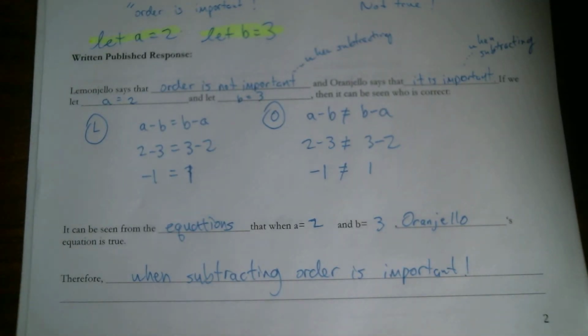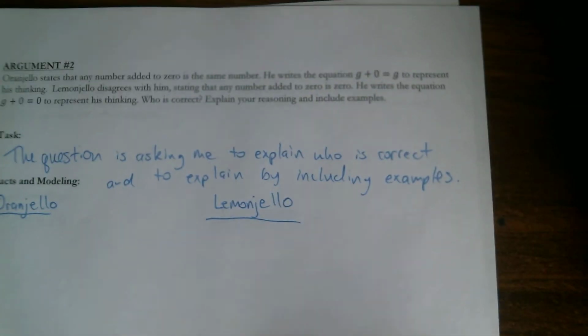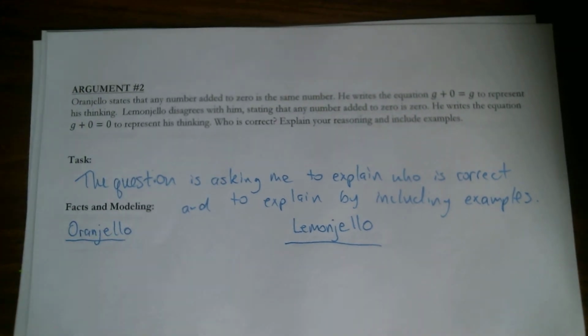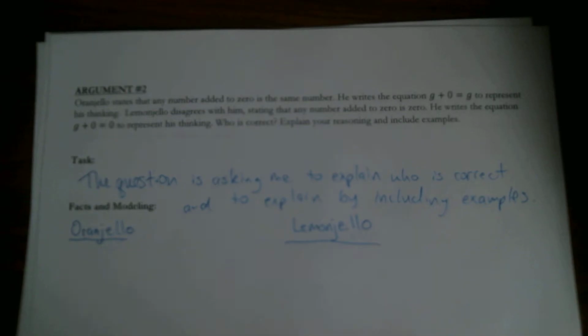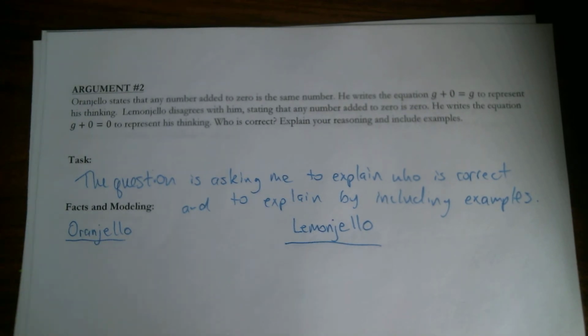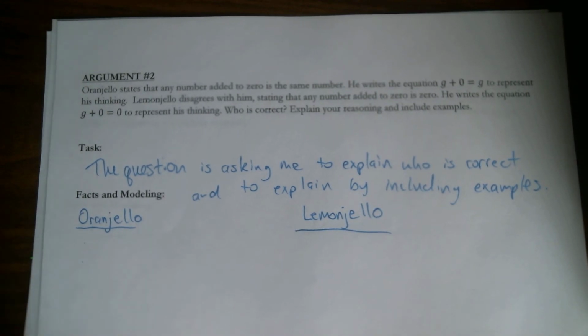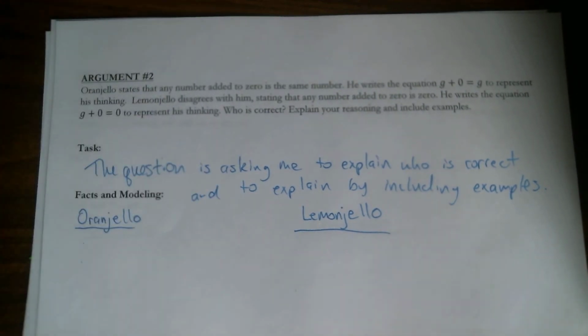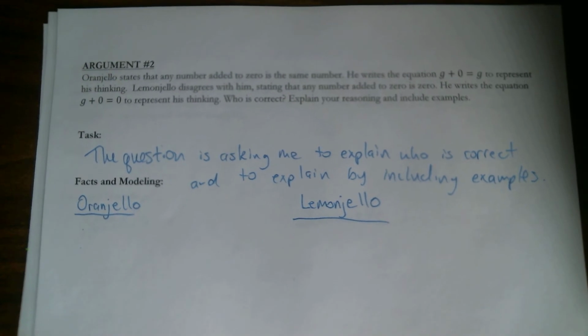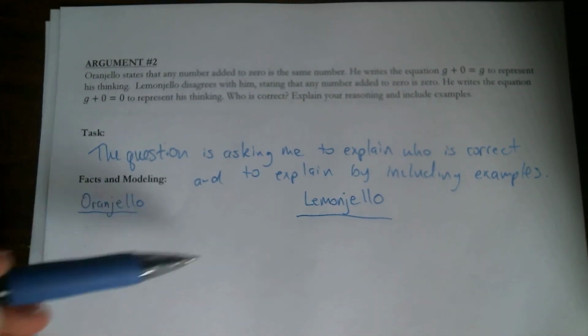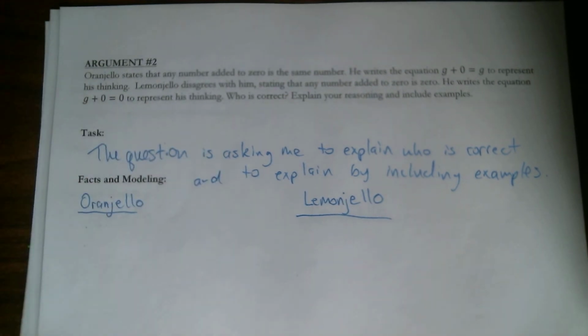So we've got that one taken care of. Let's go on to the next one. So argument 2. Here's what I want you to think about. The question's asking you the same thing. It's asking me to explain who is correct and to explain using examples. I want you to write this down for Orangelo and Lamangelo. Tell me what you know about each one and see if you can start to think about how you feel about each person's statement. So read through it on your own, write down the facts you know about each person, and see what you can do.